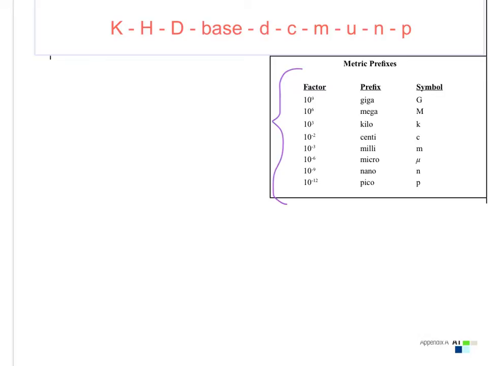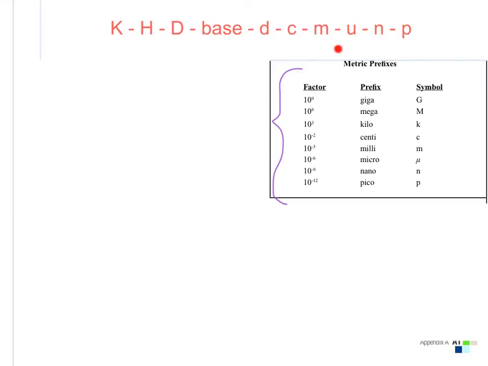At the top of this I've written out the metric units. Here we have kilo, hecto, deca, base, which would be your base unit with no prefix, deci, centi, milli, micro, which looks like a U, but it's a Greek letter mu, nano, pico. One way to remember this, kind of silly, but King Henry died, basically, drinking chocolate milk under 9 palms.